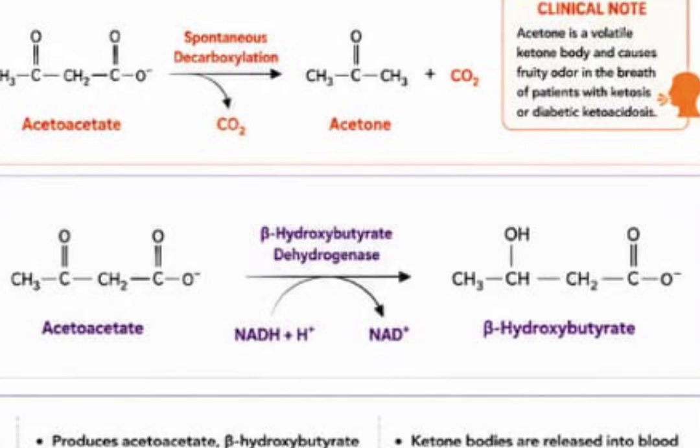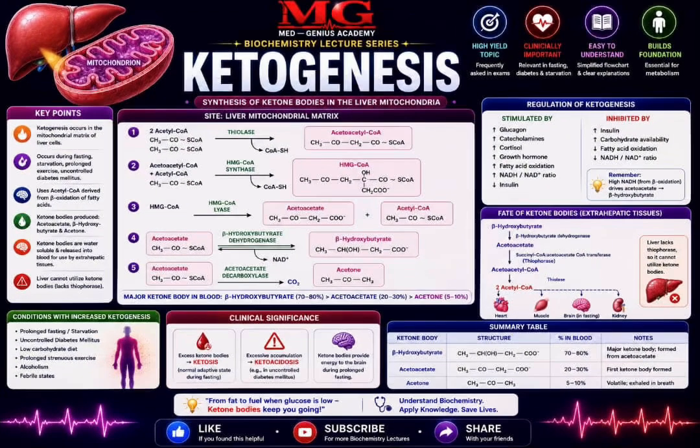So how did I get acetoacetate? I got acetoacetate when I cleaved HMG-CoA with HMG-CoA lyase to get acetoacetate and acetyl-CoA. When I got my acetoacetate, I spontaneously decarboxylate acetoacetate to get acetone, and I reduce it to get beta-hydroxybutyrate. Are you getting it now? I've taught you how to get the primary ketone body, the secondary ketone body, and the decarboxylated form of acetoacetate. I hope it all made sense to you and you have understood how I got my ketone bodies.